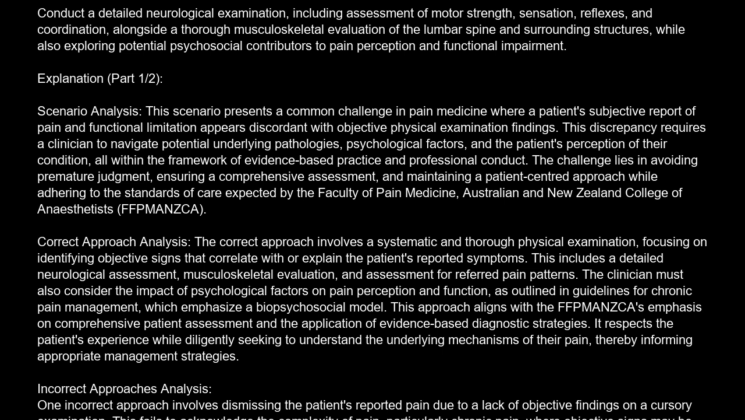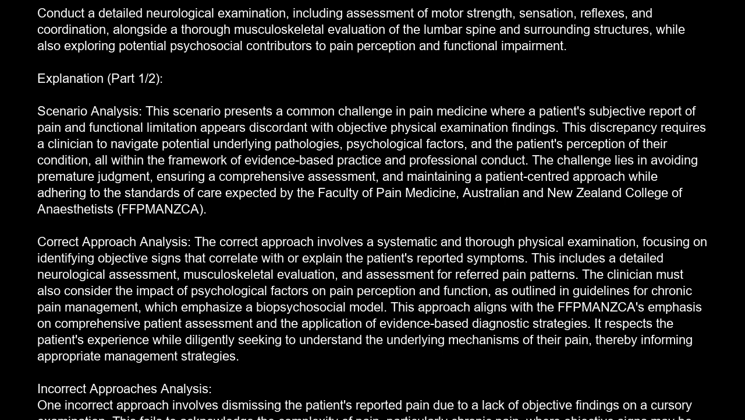This discrepancy requires a clinician to navigate potential underlying pathologies, psychological factors, and the patient's perception of their condition, all within the framework of evidence-based practice and professional conduct. The challenge lies in avoiding premature judgment, ensuring a comprehensive assessment, and maintaining a patient-centered approach while adhering to the standards of care expected by the Faculty of Pain Medicine, Australian and New Zealand College of Anaesthetists, FFP-Manska.